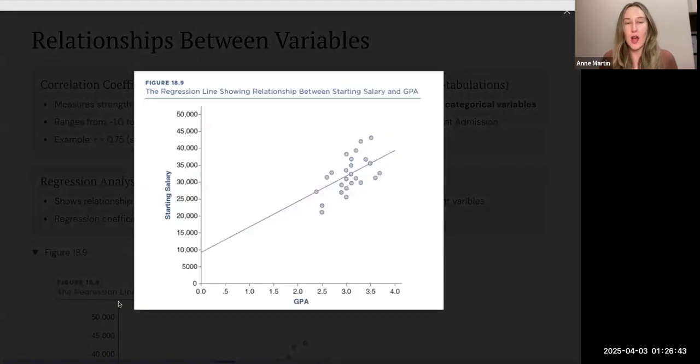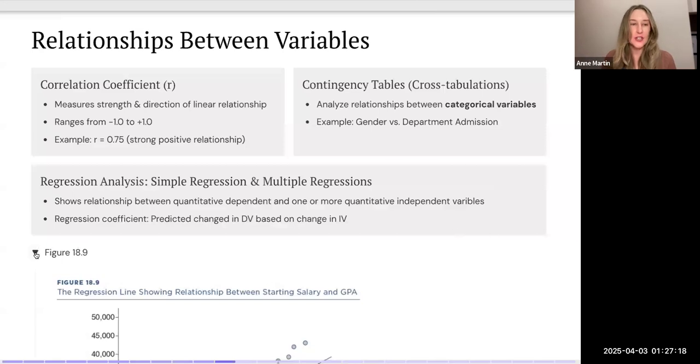So this is an example of a regression line between starting salary and GPA. As you can see here, as the GPA increases, so does the starting salary. After running a regression analysis, and I should mention that researchers often use software, a common program is SPSS, to calculate their descriptive and inferential statistics. The researcher could use a program like this to get the regression coefficient to find out the strength of that relationship.